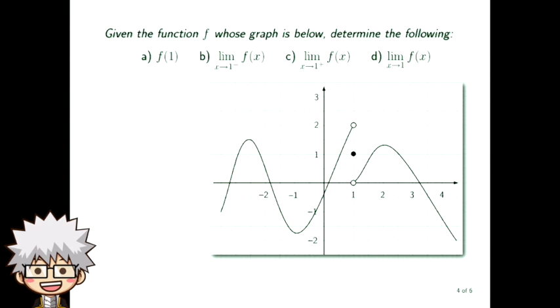Because the point 1, 1 is on the graph, we conclude that f of 1 is equal to 1. As x approaches 1 from the left, the corresponding y-coordinates, or function values, are approaching 2, so the left-sided limit is 2. As x approaches 1 from the right, the corresponding function values are approaching 0, so the right-sided limit as x approaches 1 equals 0. Now, since the two one-sided limits do not agree, the limit as x approaches 1 of f of x does not exist.